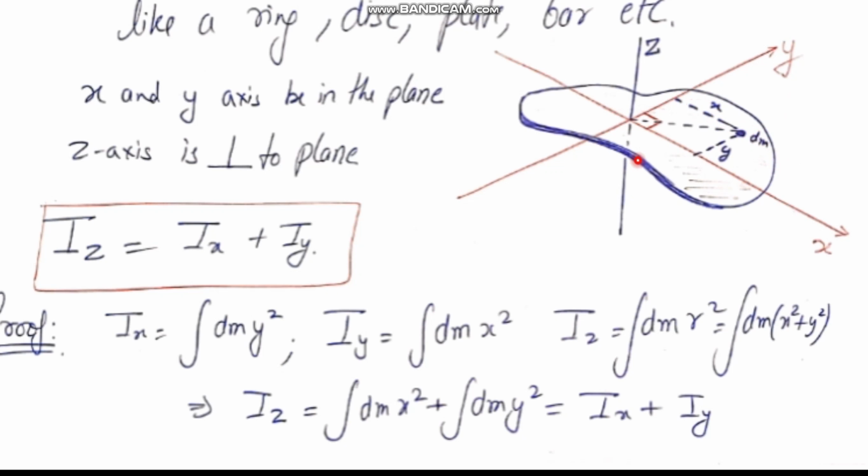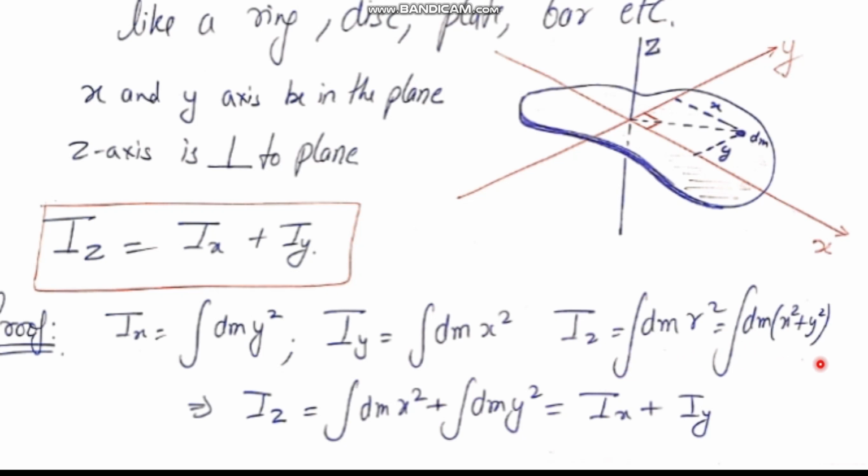And if I have to calculate the moment of inertia about the z axis, I need to know the perpendicular distance from the z axis, which in this diagram is this distance. Now if this is x, then this distance is also x. So this will be x, this will be y. By Pythagoras theorem, this distance will be the square root of x square plus y square. So r will be the square root of x square plus y square, where r is the perpendicular distance from the z axis. Then the moment of inertia about the z axis is the integration of dm into r square, that is the integration of dm into x square plus y square.